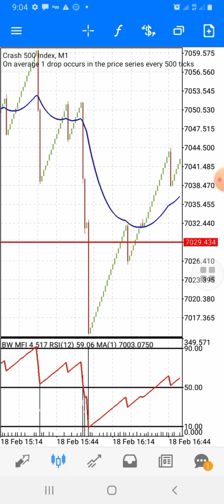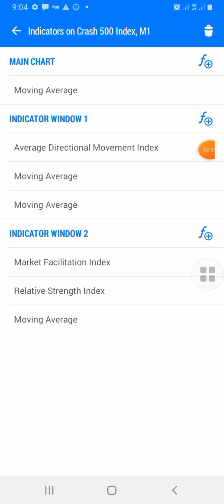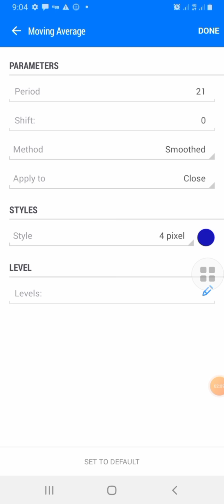Now let me show you the settings of the strategy before we proceed. Now if you are a newbie, you have to click on this F button right here. Yeah, the F button here. You click on F button, and the first thing first, what we have on the main chart is our moving average. Click on that. We have period is 21, shift is 0. We have method is smoothed, apply to close, and we have 4 pixels of blue.